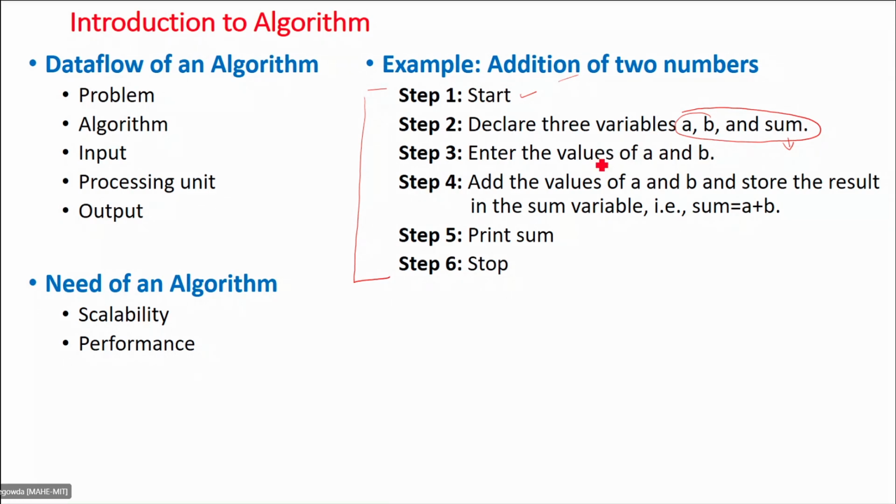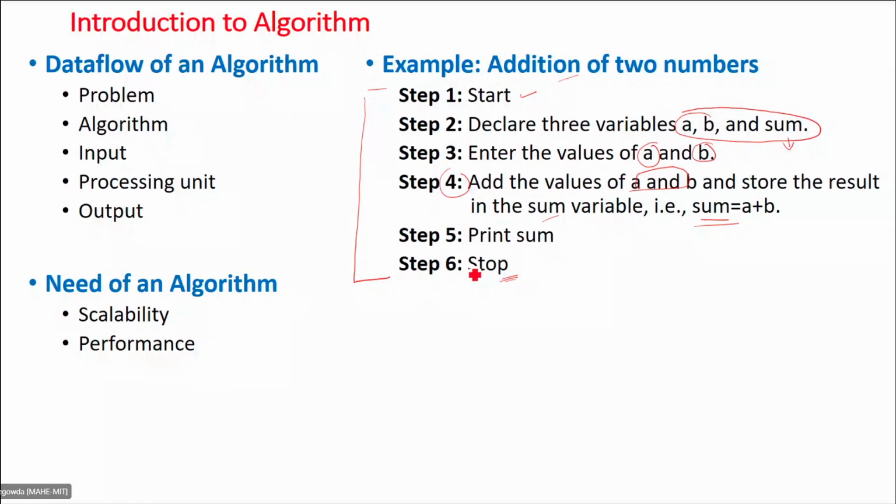Once the variables are declared, in the next step you need to read the values for the variables A and B. In the fourth step, we add the values A and B, and the result will be stored in the variable sum. So sum is equal to A plus B. Finally, we print the sum, or we store the sum in a file or in some other variable. And finally, we terminate the process in step 6.